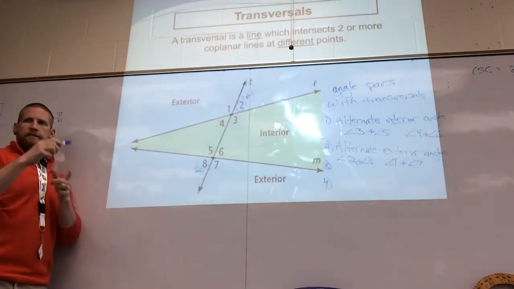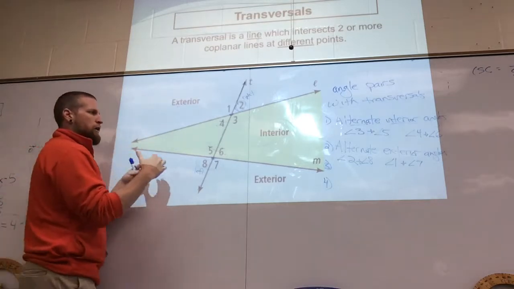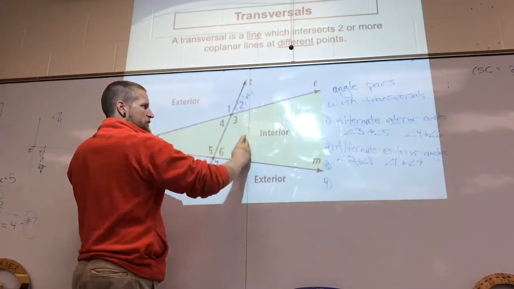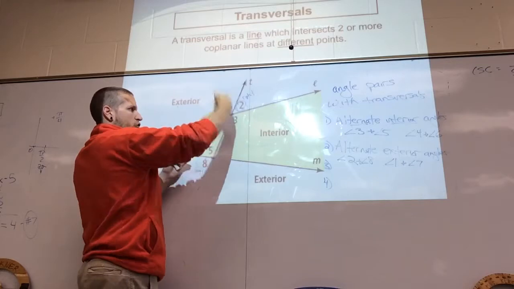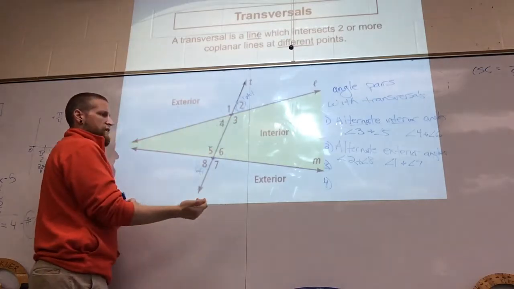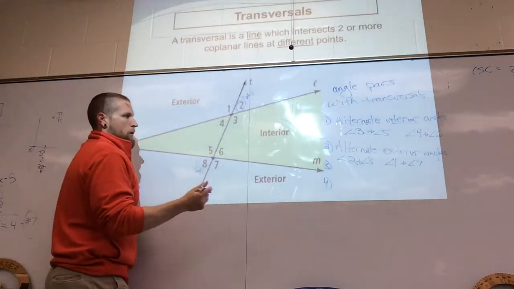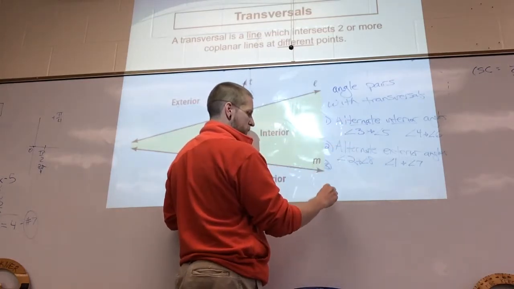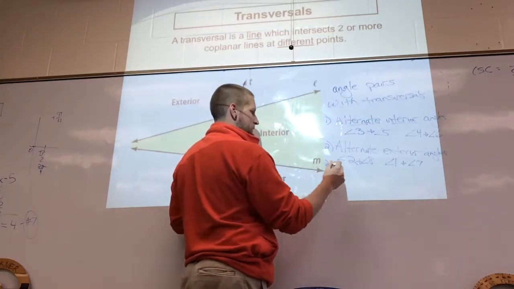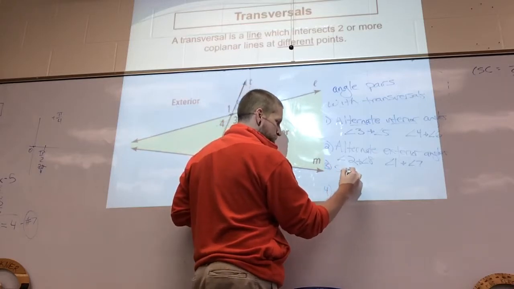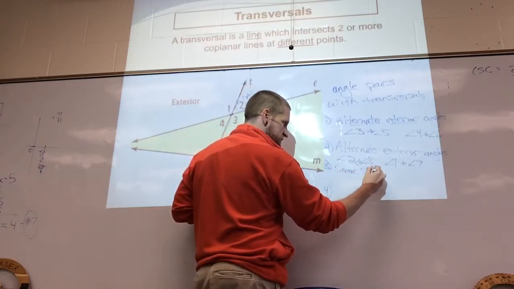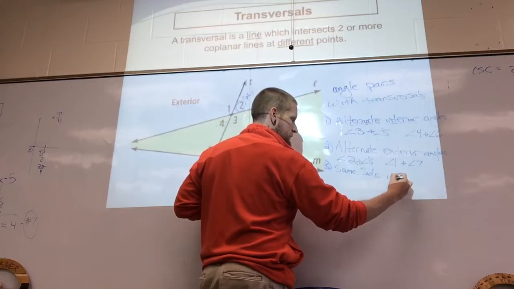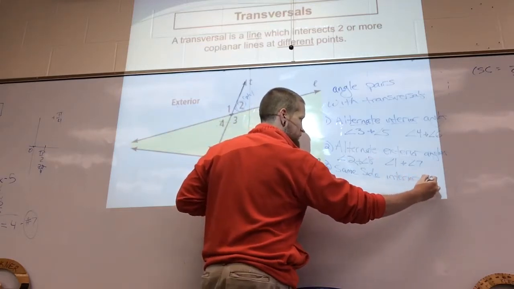Okay? So interior and exterior is telling you where to look. And again, interior is between the two lines that the transversal is crossing. Exterior is outside of that region. And then alternate just means flipping sides. All right, next one we'll do same side interior angles.